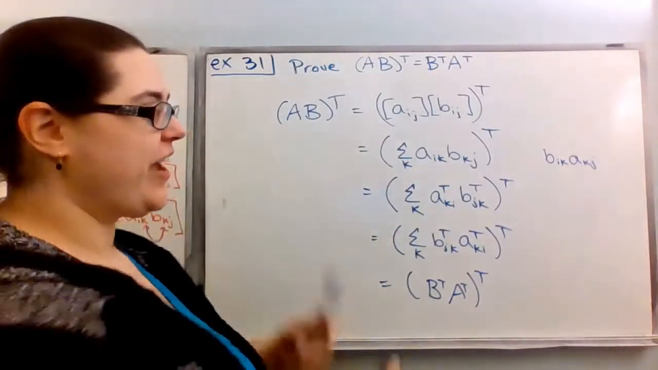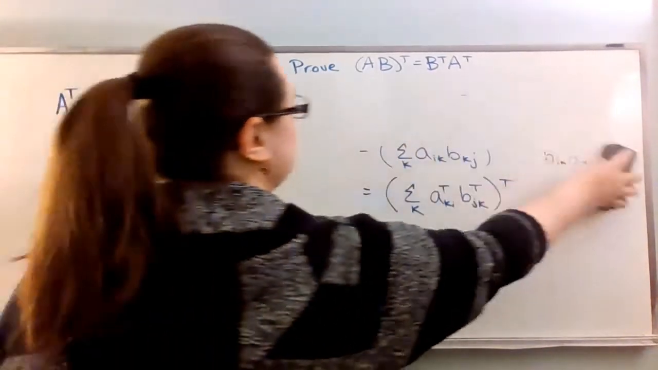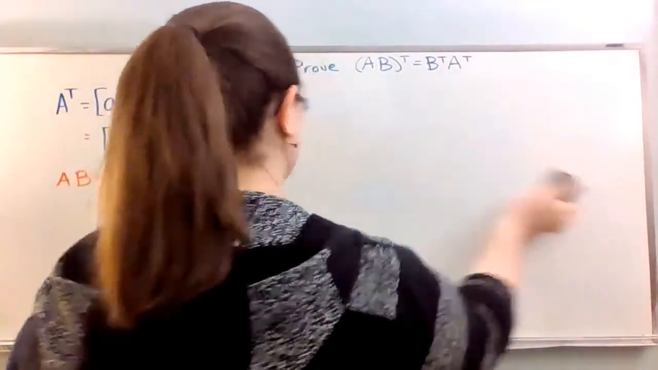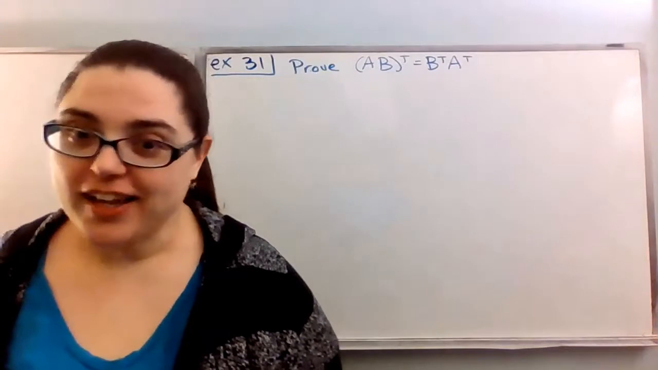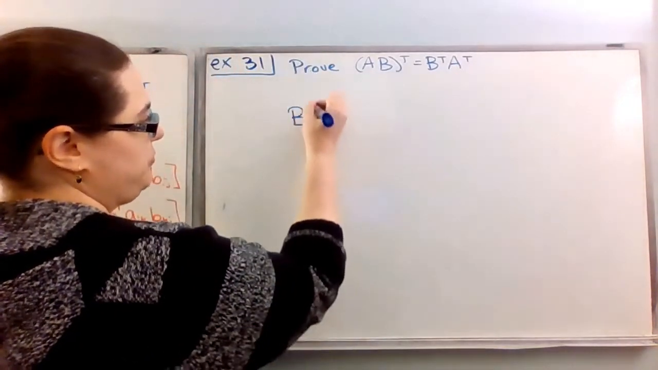If I have this on a sheet of paper, I'll set it aside so I have it for later. But really, I'm just going to erase that. Nothing to see here. And let's start all over again. So this time we're going to start with B transpose A transpose.